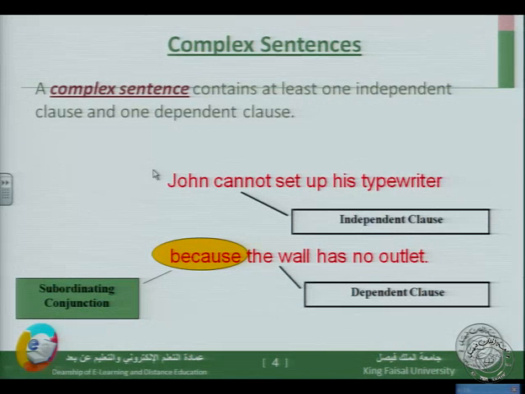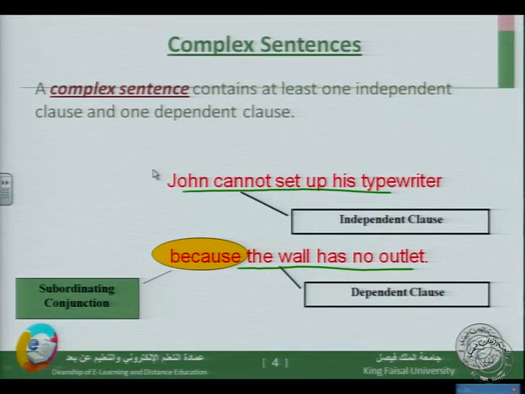Let us look, for example, at this diagram. John cannot set up his typewriter because the wall has no outlet. My question is, where are the verbs? First of all, how many clauses do we have? We have two clauses. One clause and one clause here.